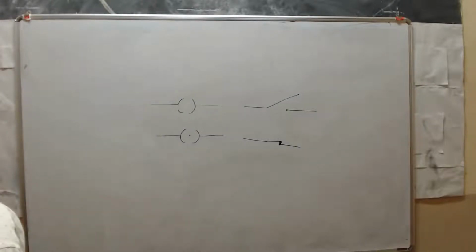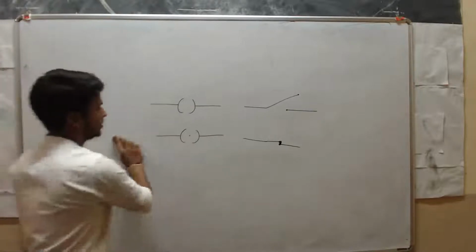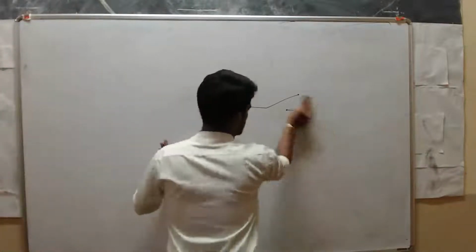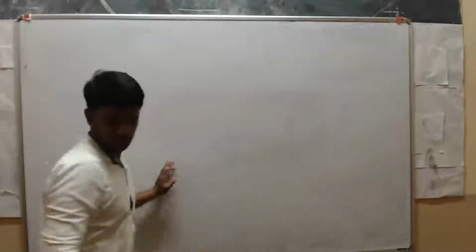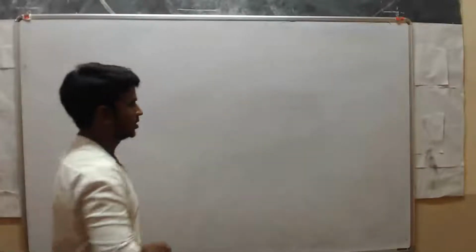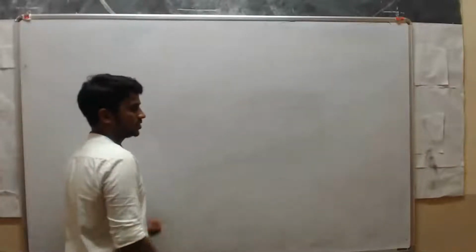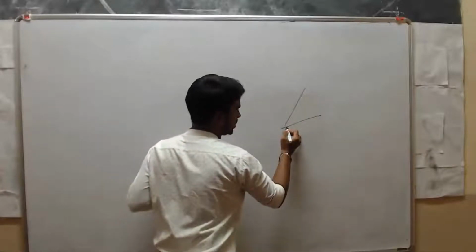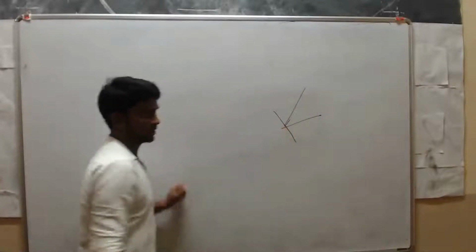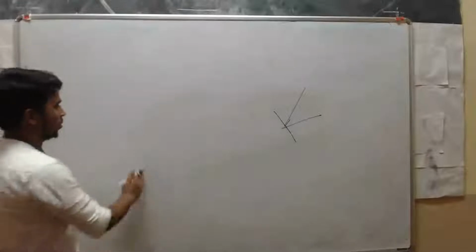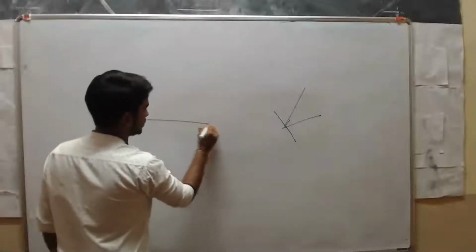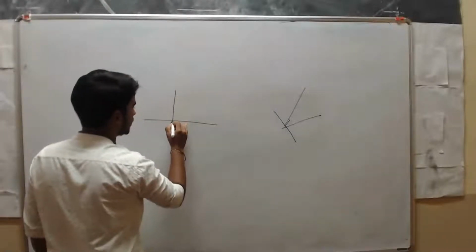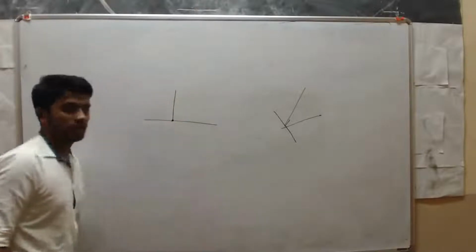Next, a wire joint. Wire joint means you are connecting two or more wires at one point. This is the wire joint.